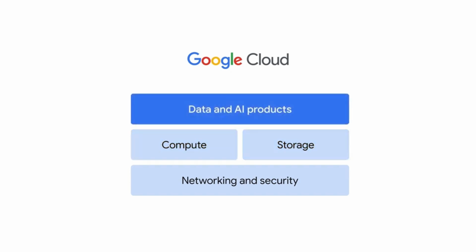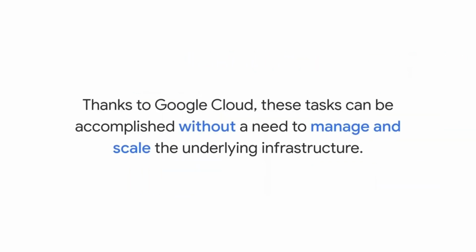The top layer includes data and AI machine learning products, which enable you to perform tasks to ingest, store, process, and deliver business insights, data pipelines, and ML models. Thanks to Google Cloud, these tasks can be accomplished without needing to manage and scale the underlying infrastructure.